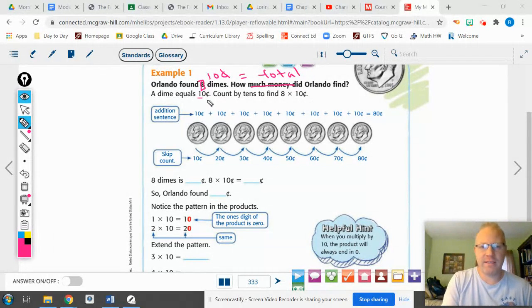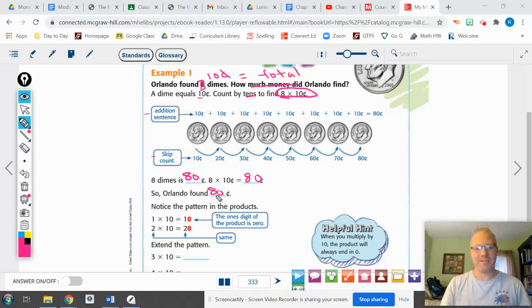A dime equals 10 cents. Count by tens 8 times. So 8 times 10. And when we think 8 times 10, we're just thinking of the addition sentence or skip counting by 10. 10, 20, 30, 40, 50, 60, 70, 80. So 8 dimes is 80 cents. So 8 times 10 equals 80 cents. So Orlando found 80 cents.